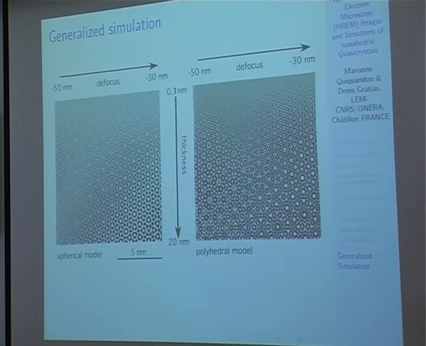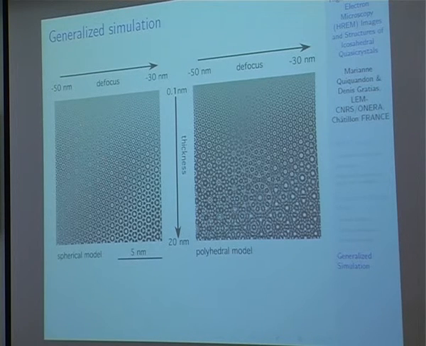Now I show you two generalized simulations performed on aluminium, palladium, manganese, with variation of defocus. Horizontally, you have the variation of defocus, and vertically, the variation of thickness. Defocus varies from minus 50 nanometer to minus 30 nanometer, and thickness from 0.1 nanometer to 20 nanometer. Both simulations are performed with 171 beams.